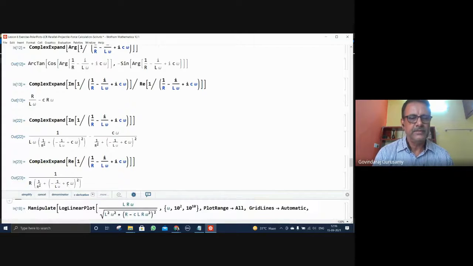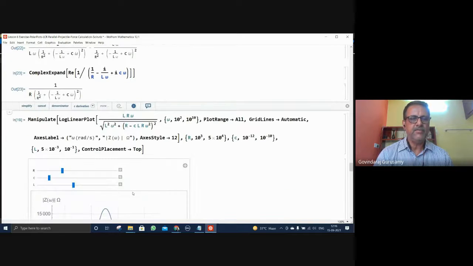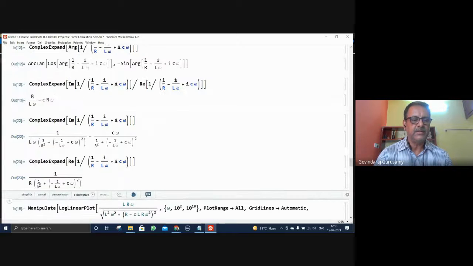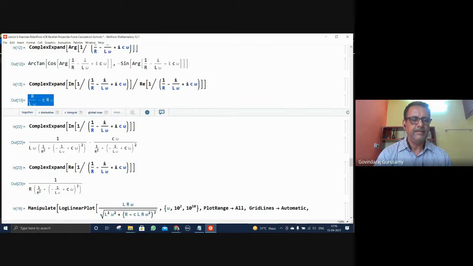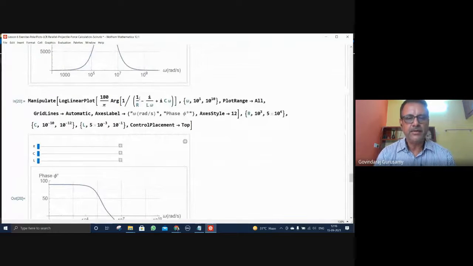When you take the ratio, whatever terms are available will appear in the form of this equation: R by L omega minus R C R omega. This is the result that you would get automatically when you take the ratio and simplify. That's the result I have used here separately instead of the argument.